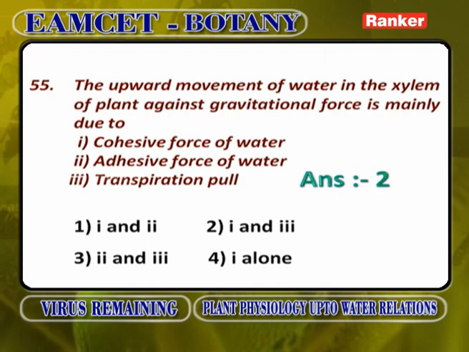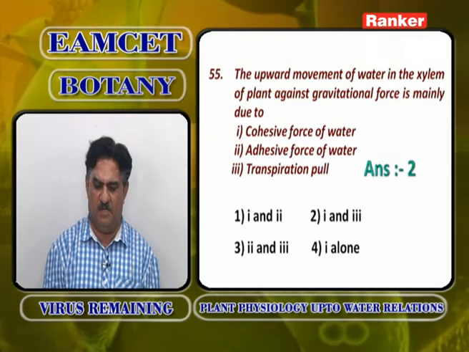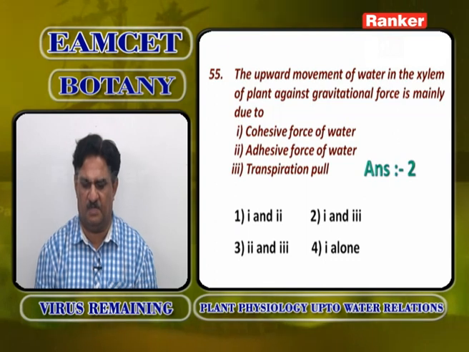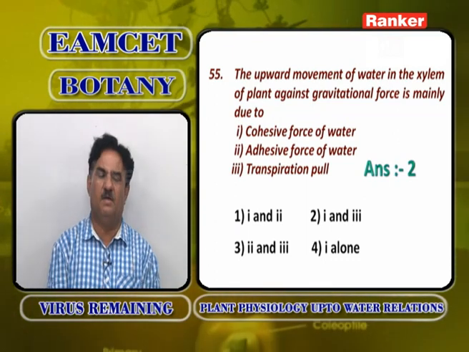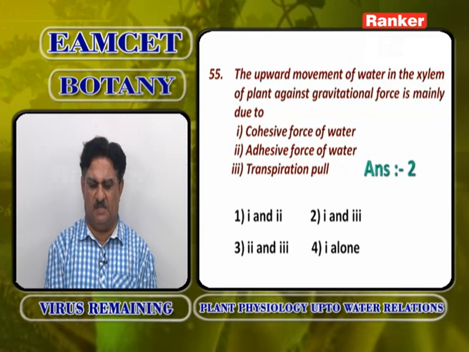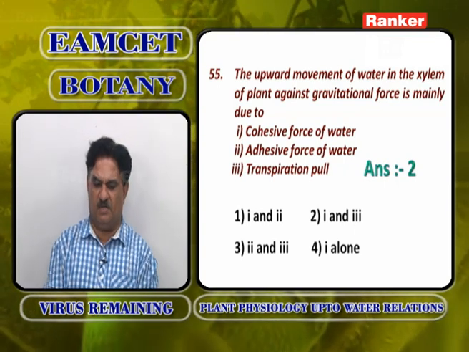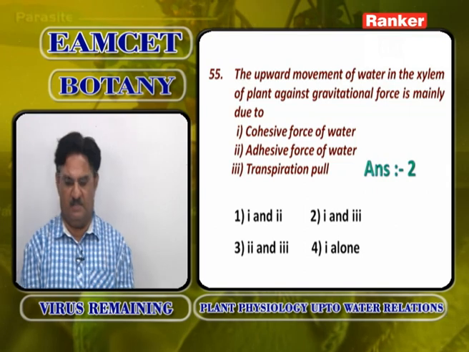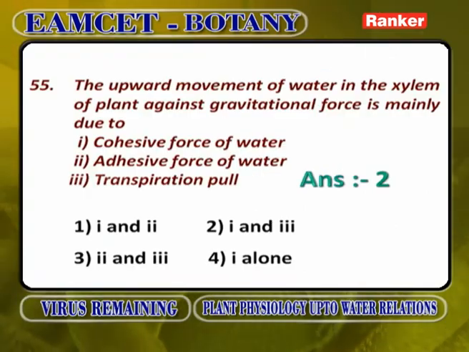The upward movement of water in xylem of plant against gravitational force is mainly due to cohesion force between water molecules and transpiration pull, 1 and 3. Not that much of adhesive force, but cohesive force of water and transpiration pull takes the water to various places. So, second option, 1 and 3.